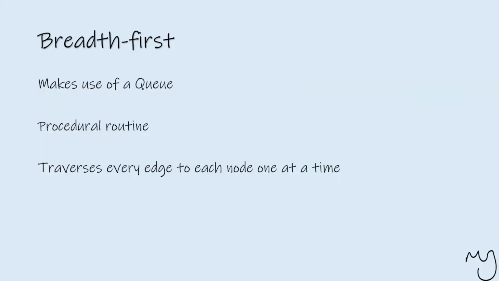So breadth first works slightly differently. It makes use of a queue ADT, or abstract data type. It's a procedural routine, so there's no opportunity for recursion inside of the way that this behaves, and it traverses every edge to each node one at a time.